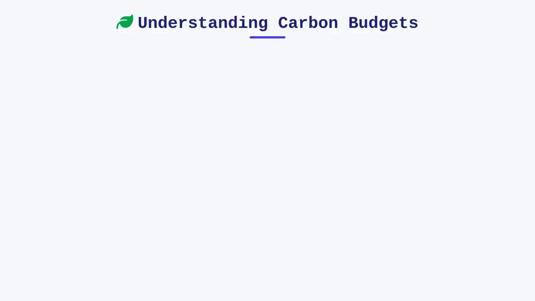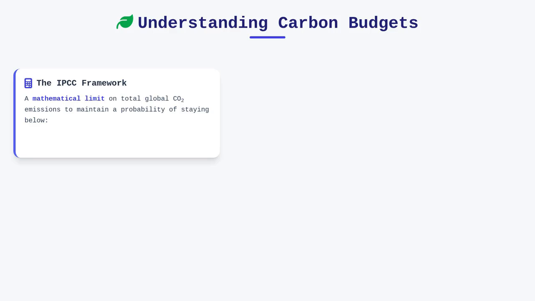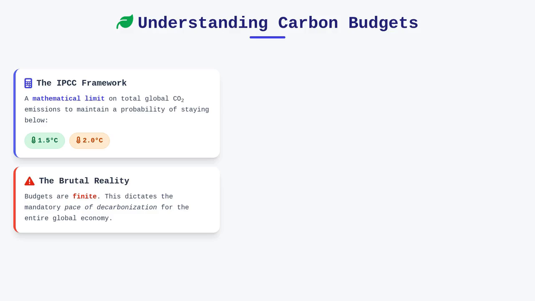When we examine the concept of carbon budgets, the IPCC provides the mathematical limit on the amount of carbon dioxide that can be emitted globally while maintaining a reasonable probability of staying beneath a specific temperature threshold, such as 1.5 or 2 degrees Celsius. These budgets are finite, necessitating a brutal reality check for institutional planning, as they dictate the pace at which the global economy must decarbonize.